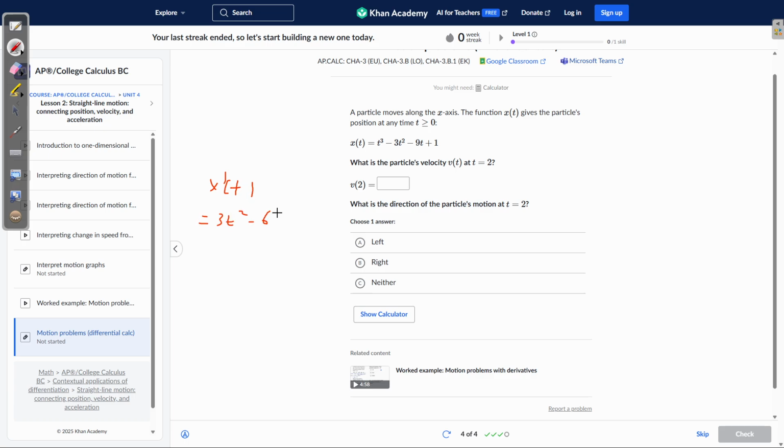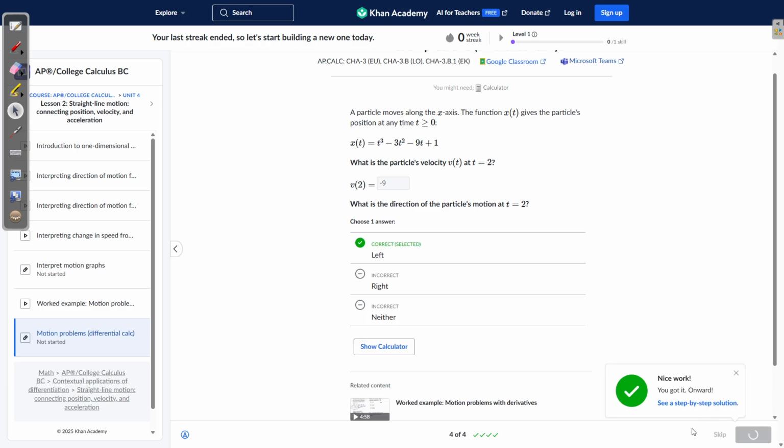I guess you can try this problem, pause the video while I do this. And at 2, this is going to be 12 minus 9, which is going to be negative 9. And that's just from plugging in 2. So the particle is going to be moving left, because negative velocity is to the left direction on the x-plane. So that's going to be it for this section.